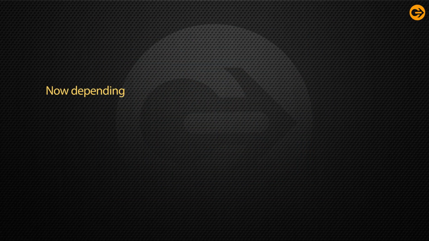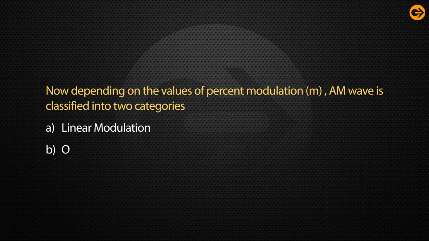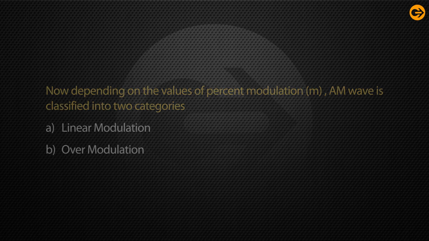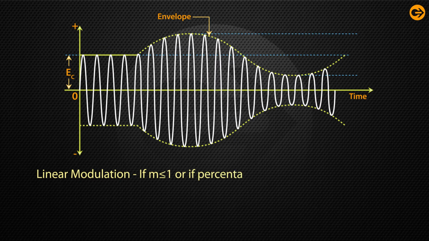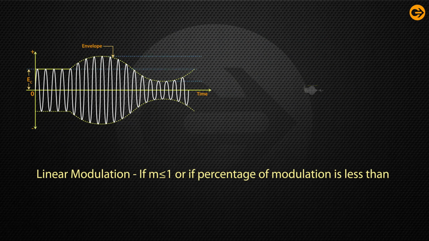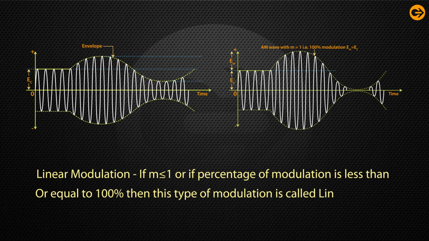Now, depending on the values of percent modulation, AM wave is classified into two categories: linear modulation and overmodulation. Linear modulation: if M is less than or equal to 1, or if the percentage of modulation is less than or equal to 100%, then this type of modulation is called linear amplitude modulation, as you can see here.